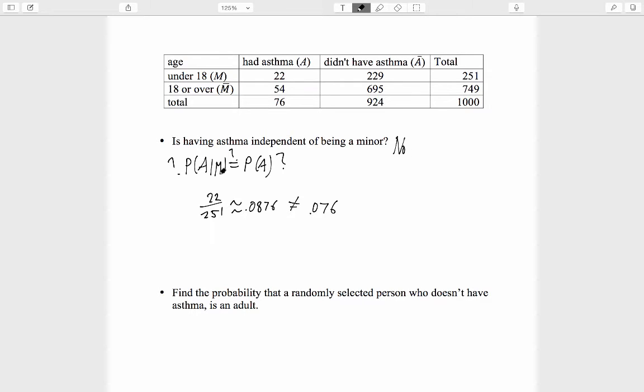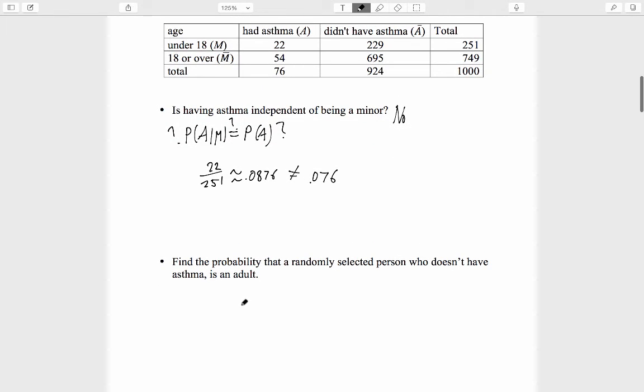Knowing that someone is a minor makes you more inclined to think that the person has asthma. That's because the conditional probability, the after-the-fact probability, is greater than the before-the-fact probability. By the way, we could just as easily have tested whether the probability of M given A is equal to the probability of M. We would reach the same conclusion.